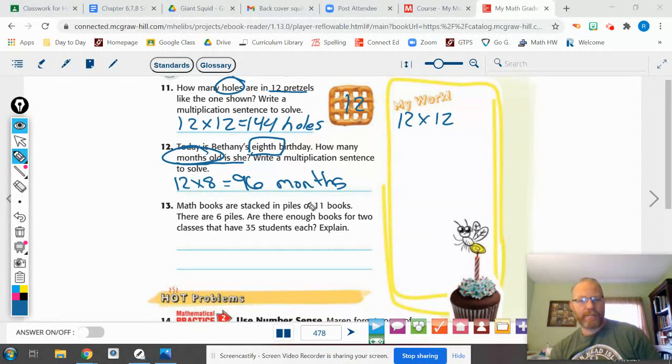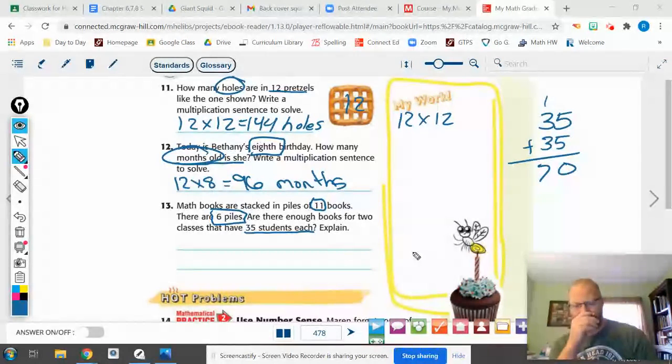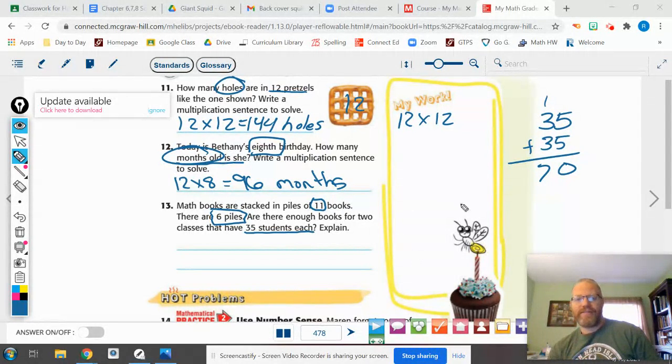Math books are stacked in piles of 11 books. There are 6 piles, so 11 times 6. Are there enough books for 2 classes to have 35 students each? So we have 2 classes with 35 students. So 35 students plus 35 students. So how many students do we have altogether? 5 plus 5 is 10. 3 plus 3 plus 1 is 7. That's 70 students. So we need 70 books to match 70 students.